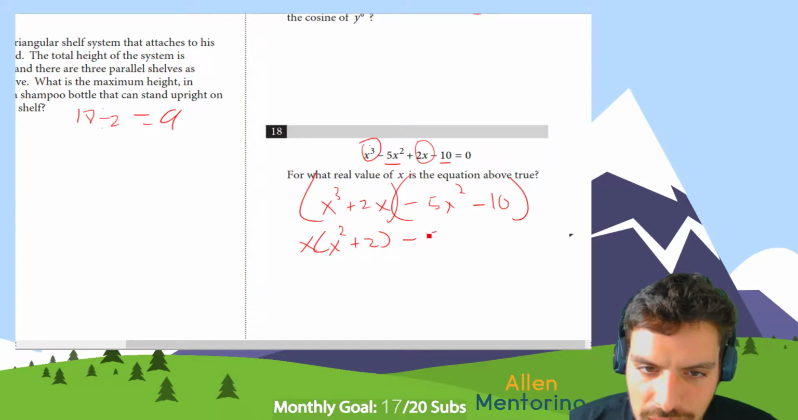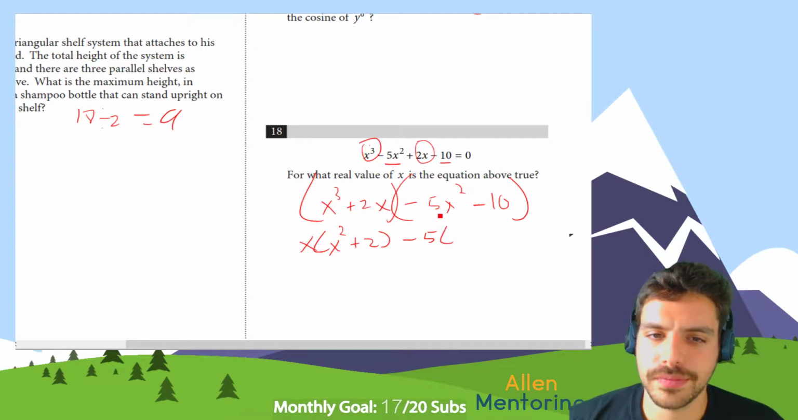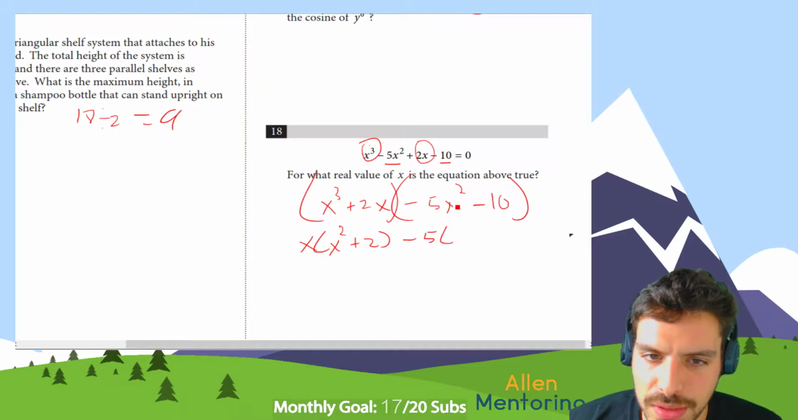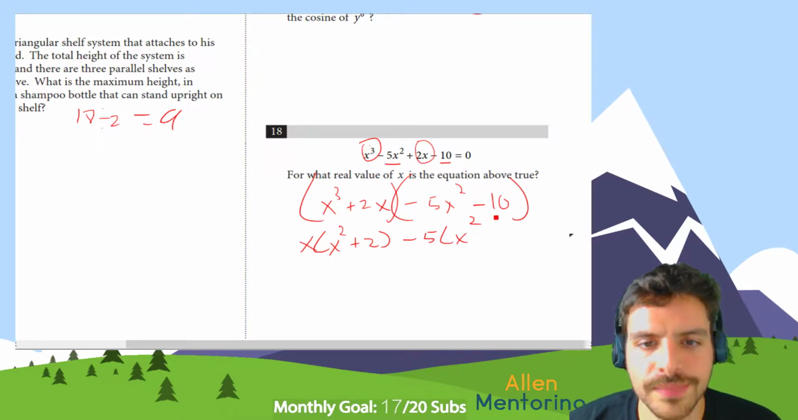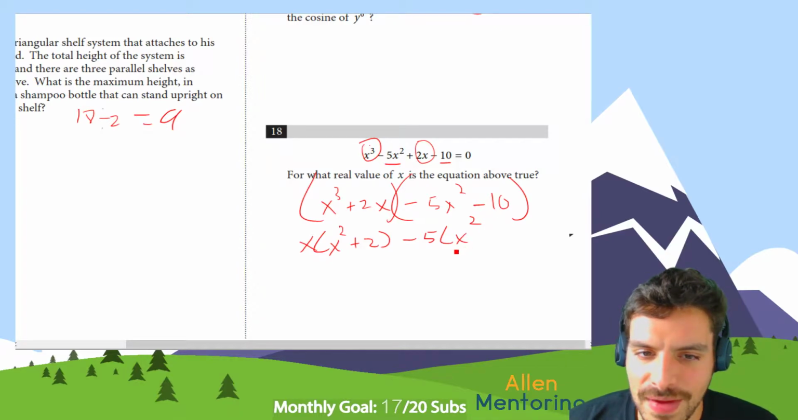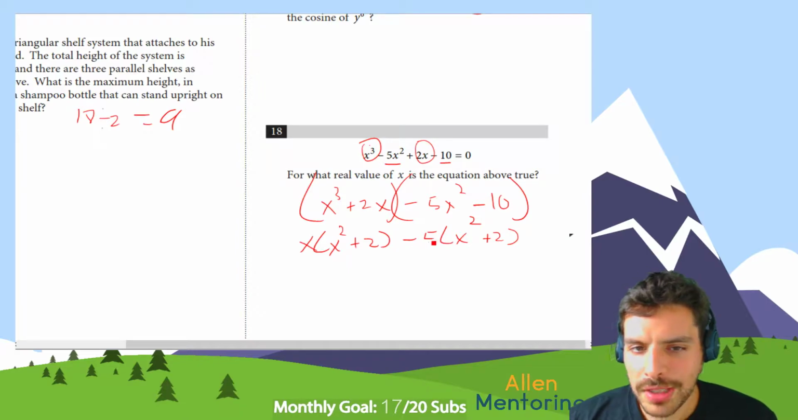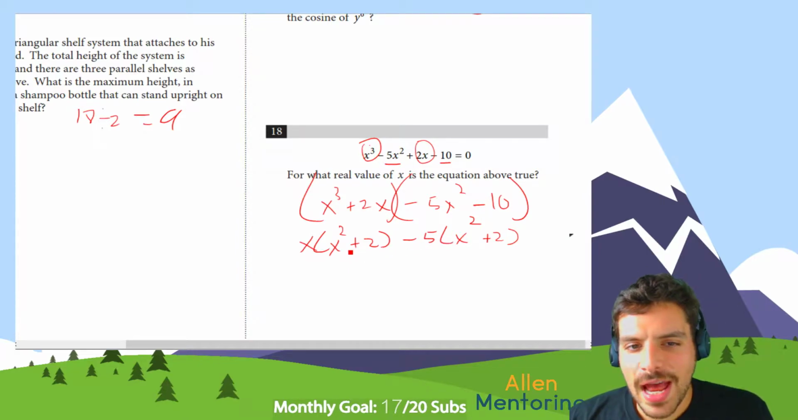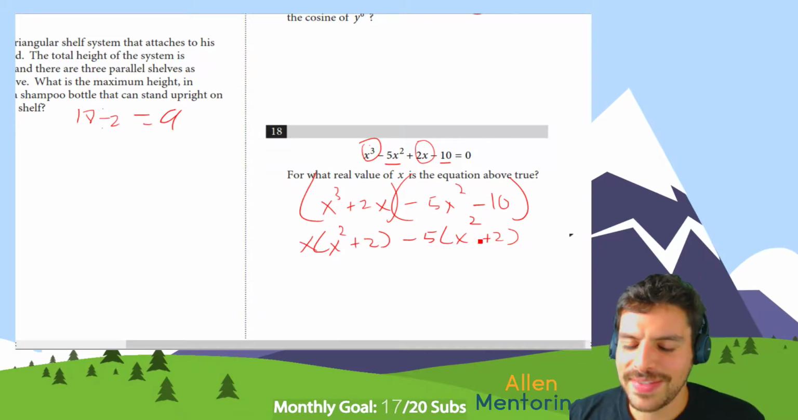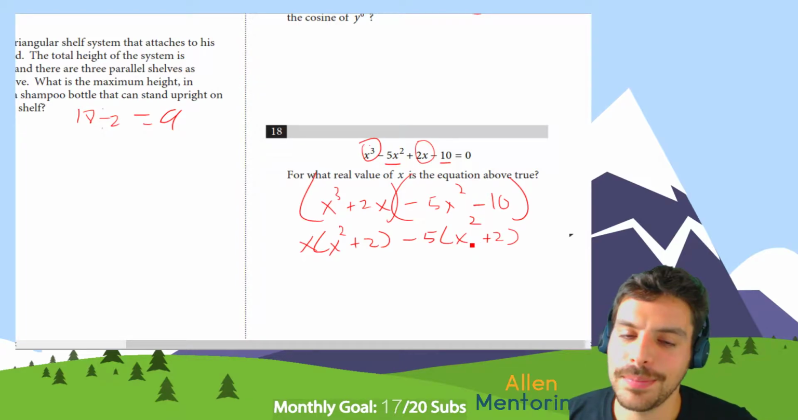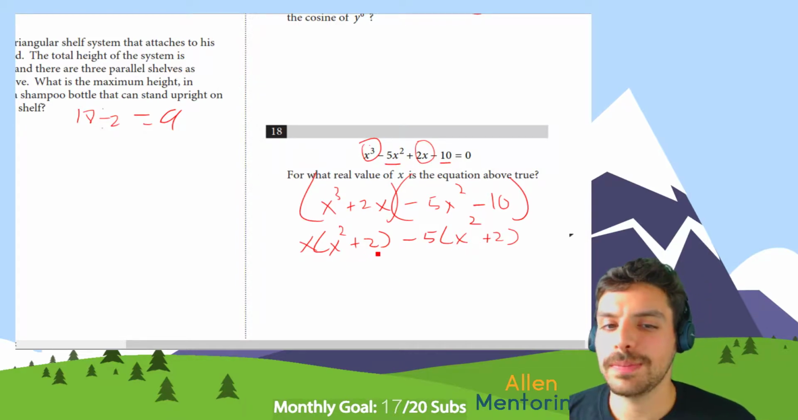So I'm going to actually factor out negative 5. So what's negative 5x divided by negative 5? That's just positive x squared. And then minus 10 divided by negative 5 is positive 2. So do you see why I chose these groups? Because now inside of the parentheses, we have the same exact binomial. We have x squared plus 2.